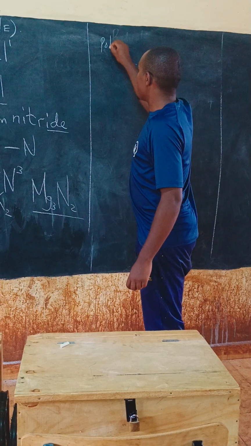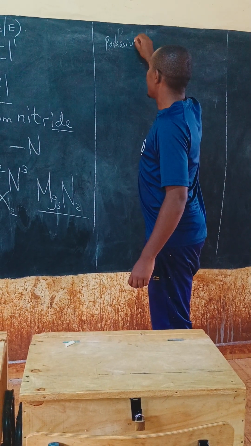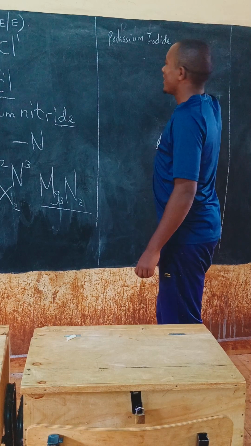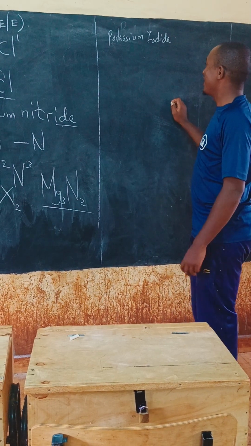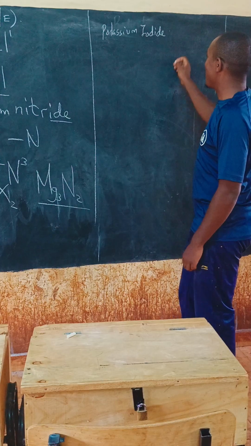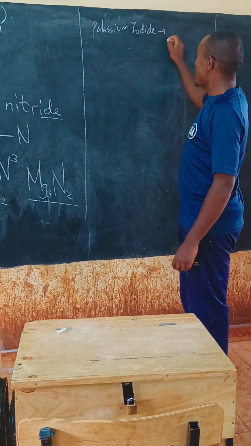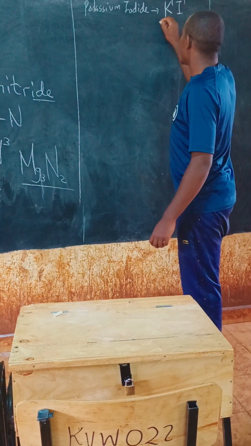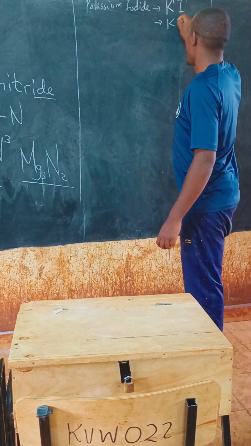Potassium. For example, we have potassium iodide, which when you mix with lead nitrate, you form a yellow precipitate. We'll come to salts. We'll discuss that. So potassium iodide is potassium valence 1, iodine valence 1. So the formula of potassium iodide is KI.